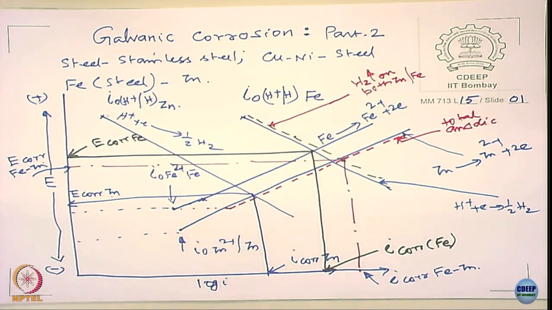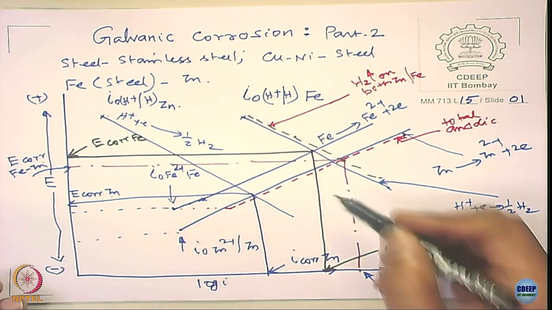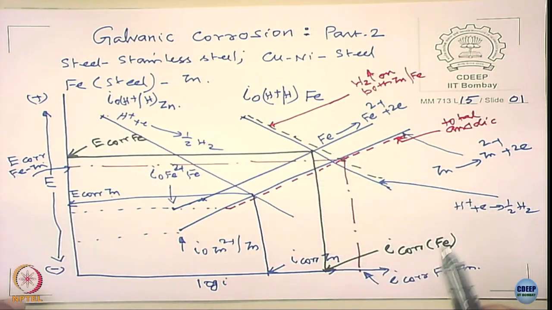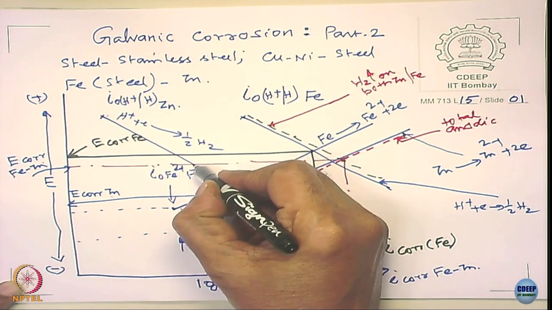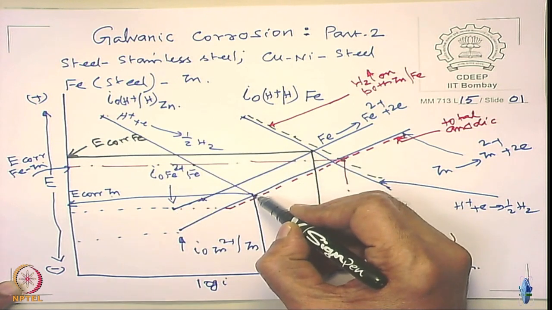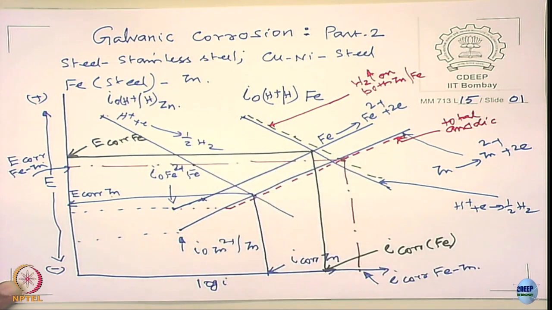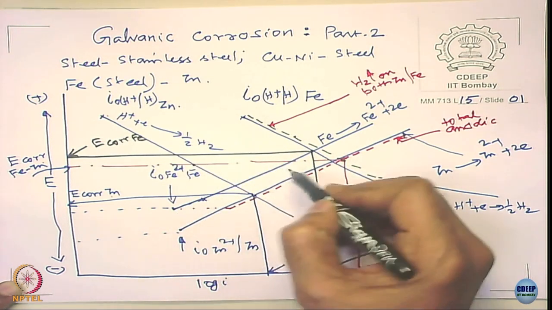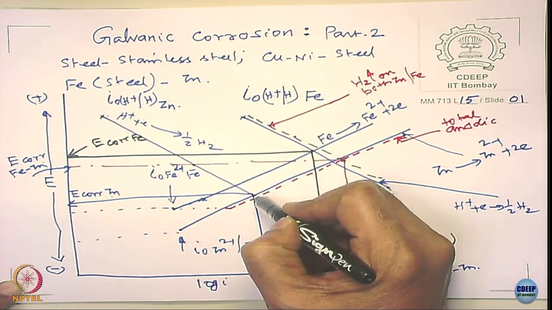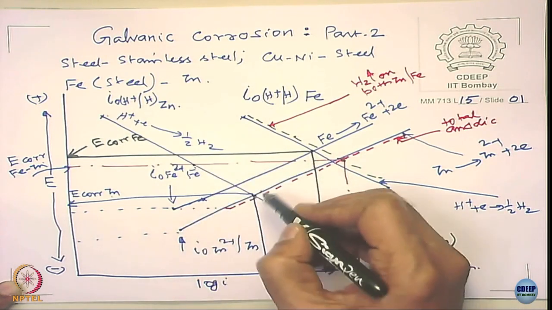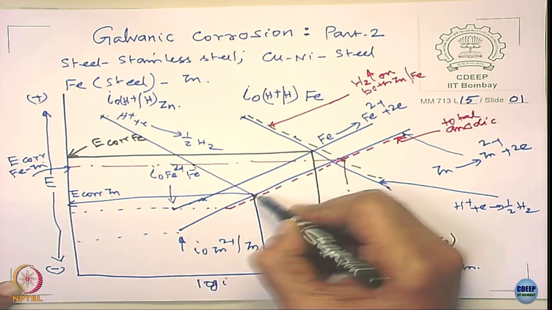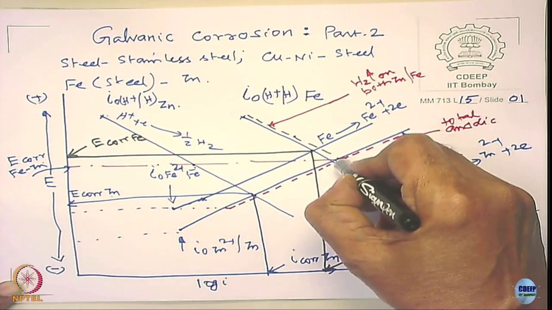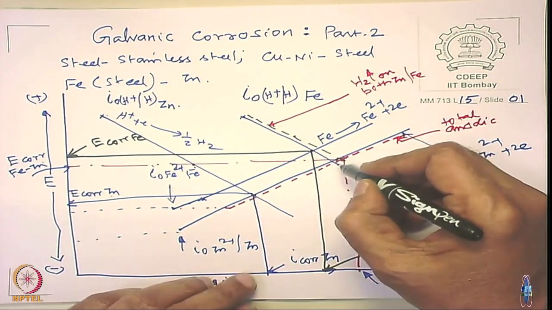That particular intersection point gives you the corresponding reduction reaction and oxidation reaction in both cases. So what is happening now? What is happening to the hydrogen evolution on zinc? On zinc, the hydrogen evolution is getting reduced to this value, am I right? It is reduced from here to this. But what has happened to corrosion? The corrosion of zinc is moving from here to this value, am I right? So zinc is now getting oxidized more.